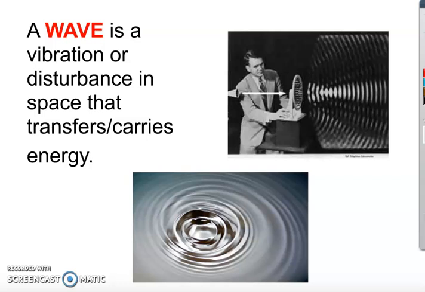This video is designed to give an overview of some wave vocabulary and properties that we will apply in our study of mechanical waves and sound. We are going to start with our definition of a wave. A wave is a vibration or disturbance in space that transfers or carries energy from one place to another. So anything that can transmit energy through space is going to be considered a wave for the purpose of our study of waves and sound.